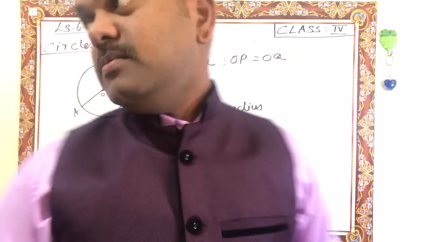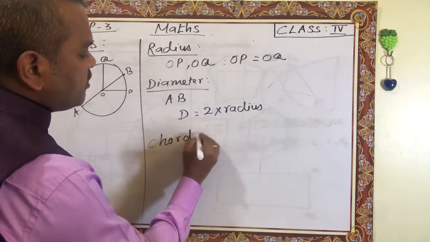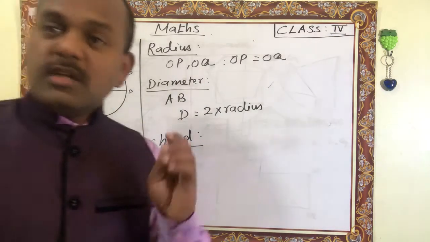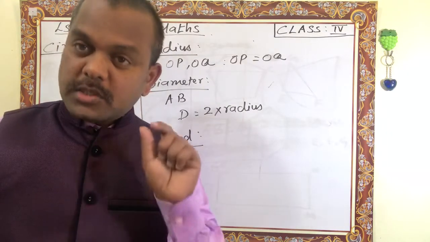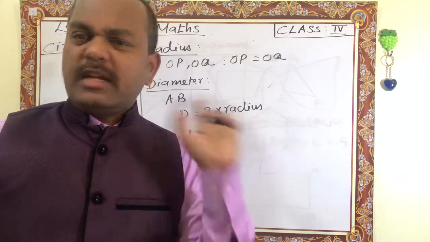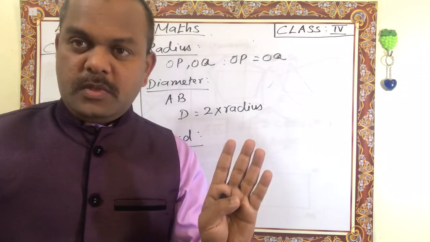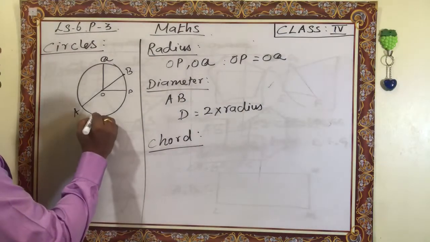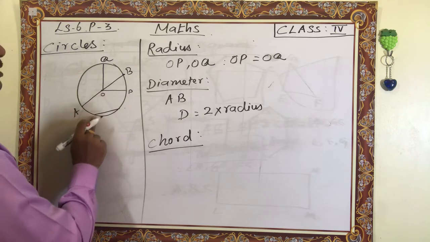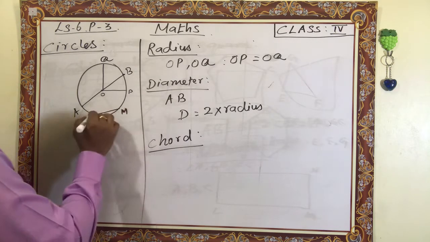Next one, chord. Chord of a circle, C-H-O-R-D. Chord of a circle means this is also a line segment whose end points lie on the circle. That's all. No need to pass through the center. See, this is one chord of a circle. We can name this LM.